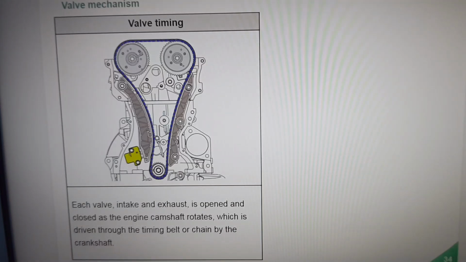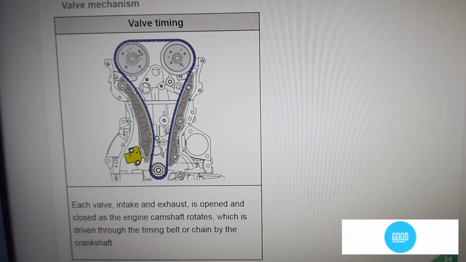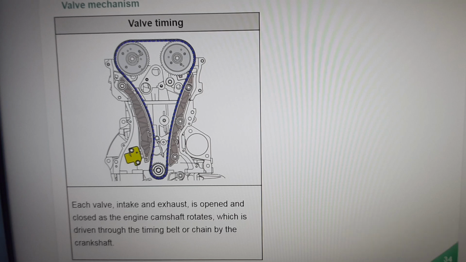Next, let's learn about the relevant aspects of the valve. The figure on the left shows the valve timing. Each valve, intake and exhaust, is opened and closed as the engine camshaft rotates, and the camshaft is driven through the timing belt or chain by the crankshaft, which is called the valve timing.